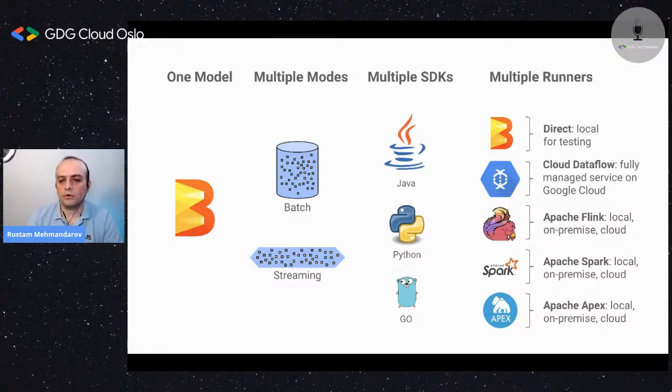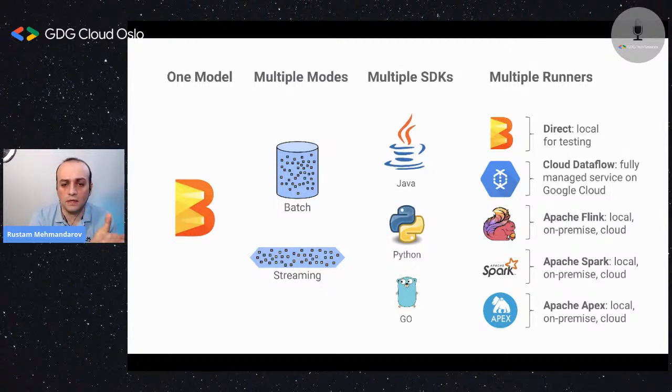So it supports batch and streaming processing. It also supports quite a few languages. First it came with a Java SDK, then the Python one appeared, and after that Go appeared. The cool thing about that is that they have this way of runners that you can add to the model. So you build your model, and then you can execute and run your model on different platforms.